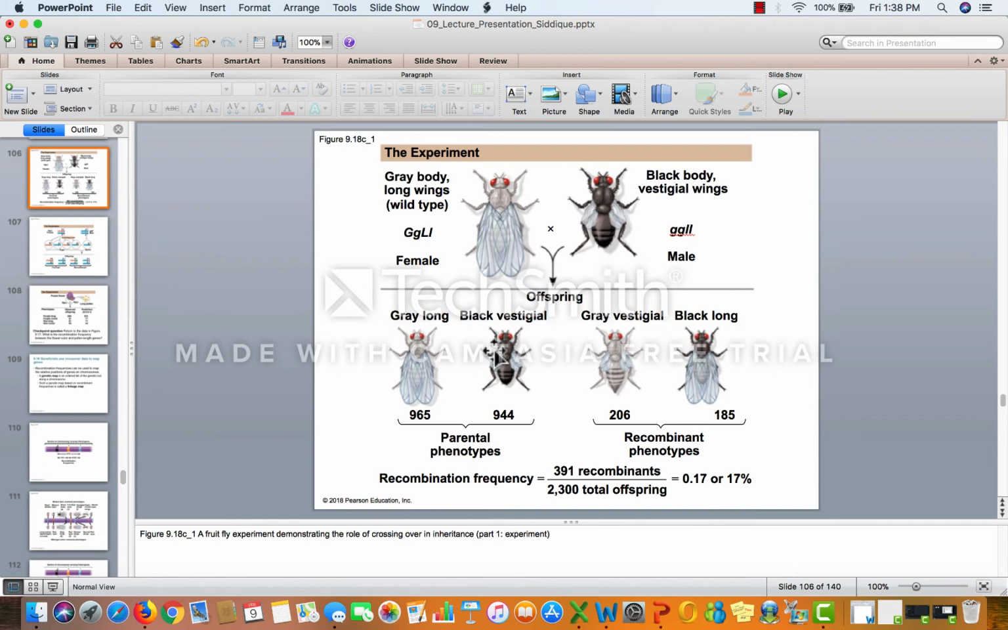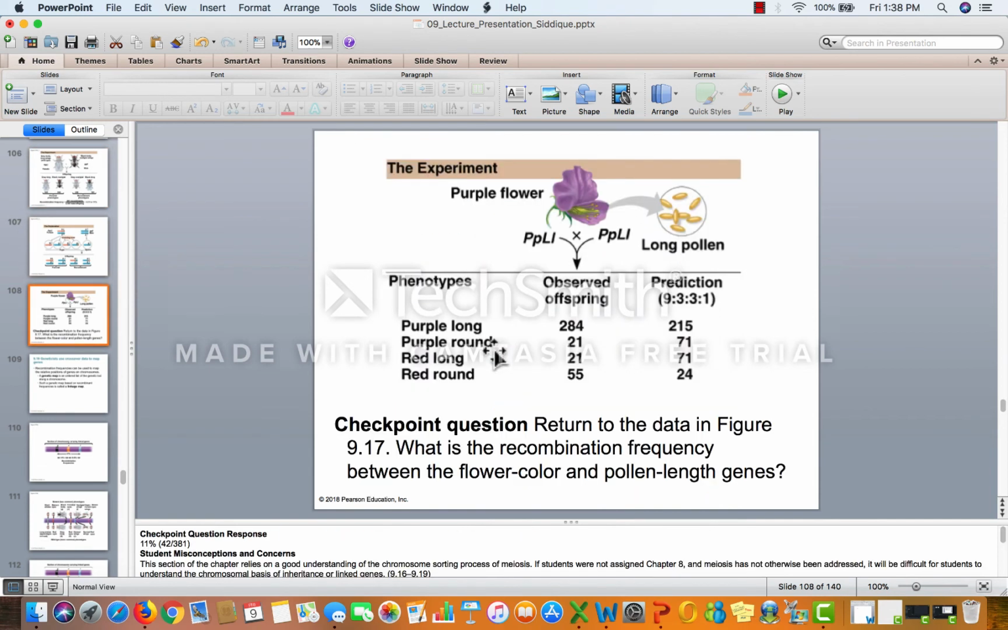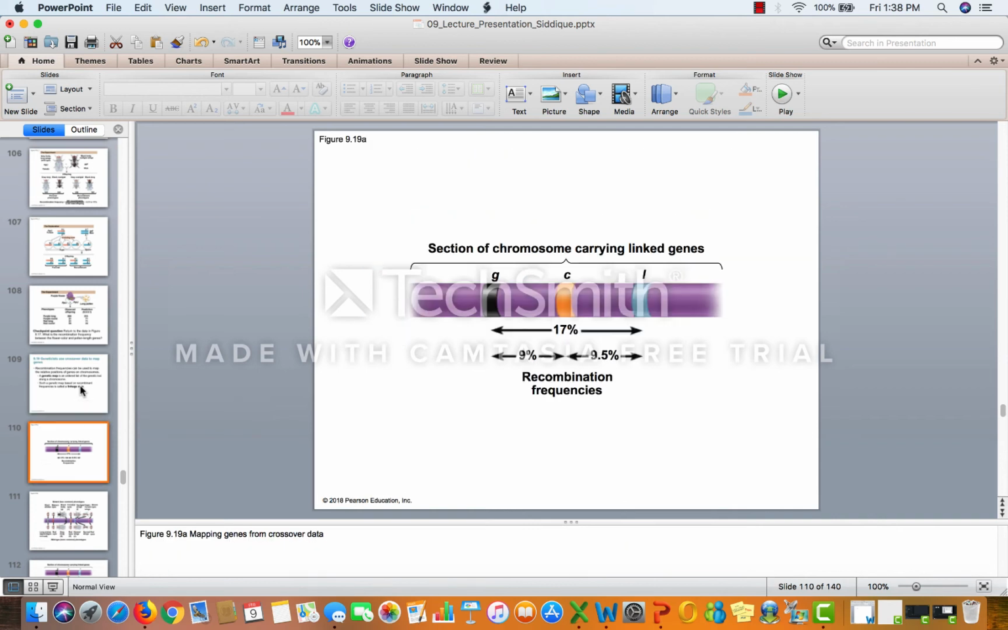A 17% chance of recombination occurs, so you can get many different unique percentages. When you take a look at the data in the figure above, what's the recombination frequency between the flower color and the pollen length? This one should be around 11%. Now we're taking a look at data on genetic maps. This tells us where the loci are located on the chromosome, and then we can link them together.